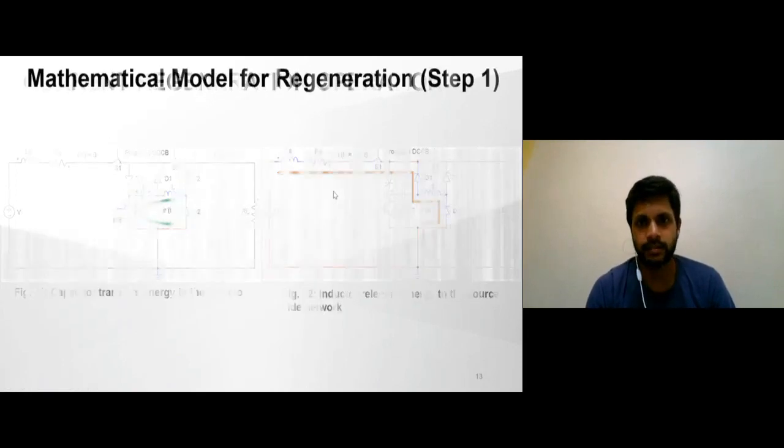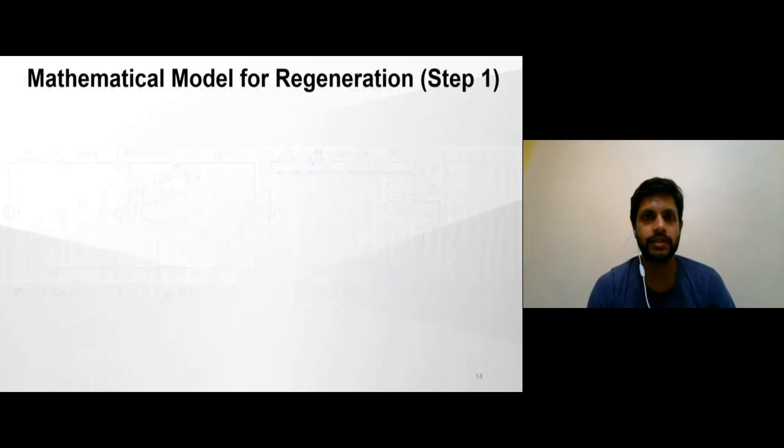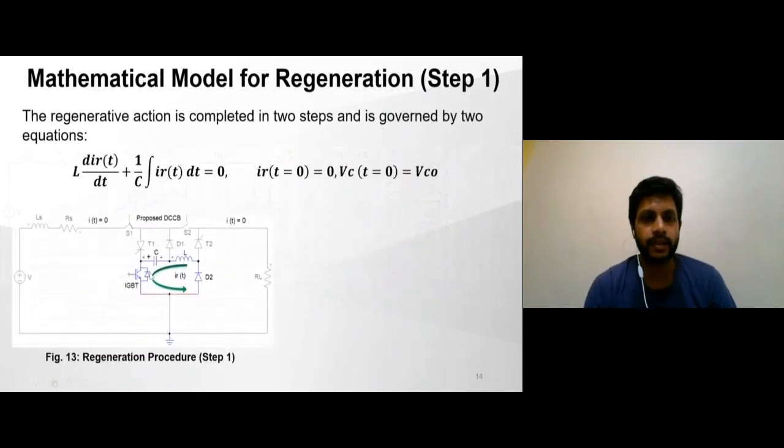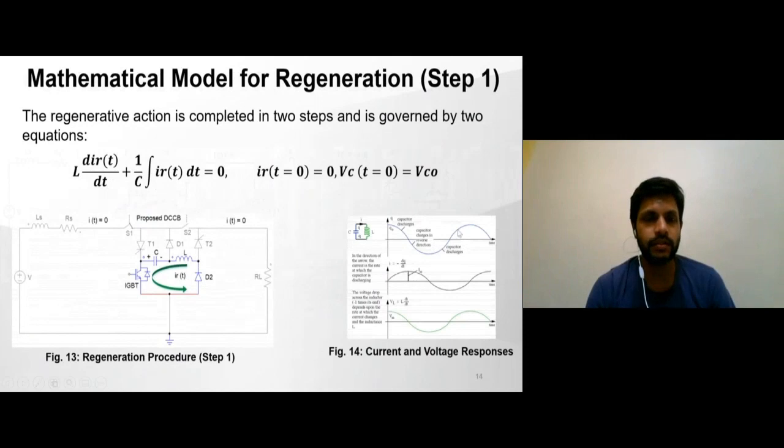Let's take a look at the mathematical modeling of this regeneration. The regeneration is divided into two steps. In step 1, when the capacitor discharges through this inductor, the current response is governed by this equation, and the solution of this equation is a pure sinusoidal oscillation. When the current reaches its peak and the capacitor voltage becomes 0, that means all the energy of the capacitor has been transferred to this inductor, so the IGBT will turn off.